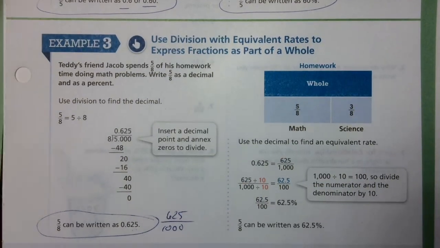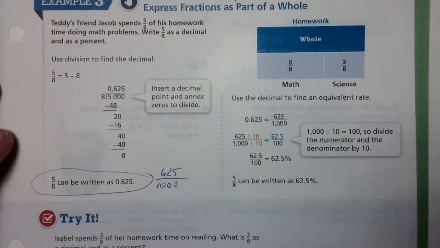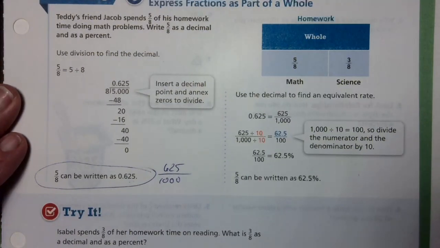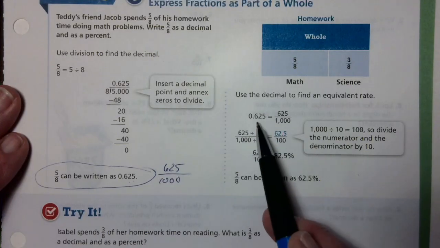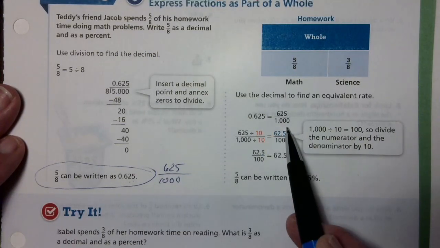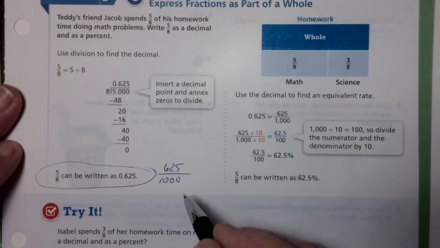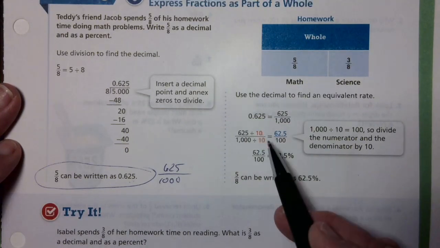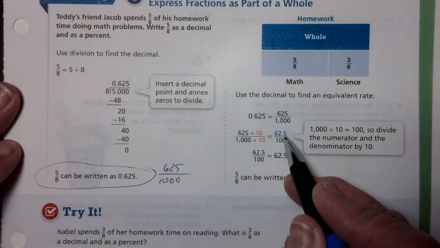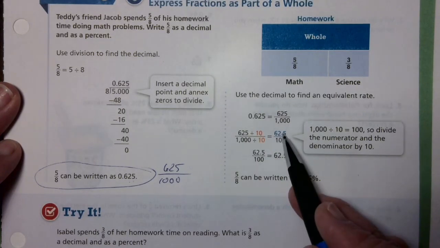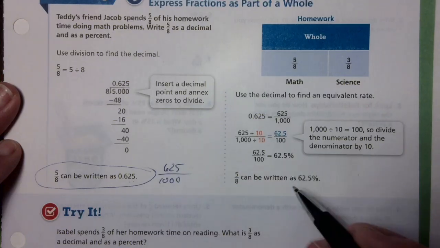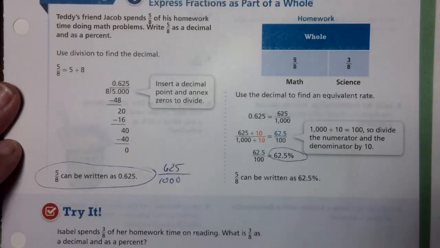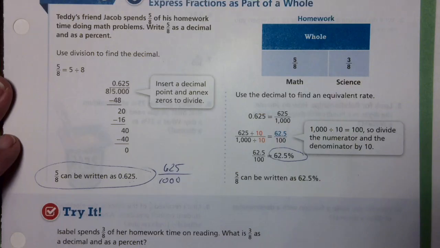All right, let's see how they did it over here on this other side. They said use the decimal to find an equivalent rate. So you read this, you write this. Then you divide top and bottom by 10 because we want this bottom number to be 100, not 1,000. So they divided by 10, divided by 10. So they get 62.5 over 100. There's a decimal in there. So it's 62.5%. Sometimes your percents don't come out whole numbers. They have decimals in them. So here's your answer to that.